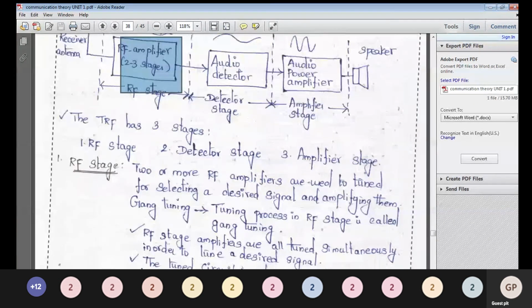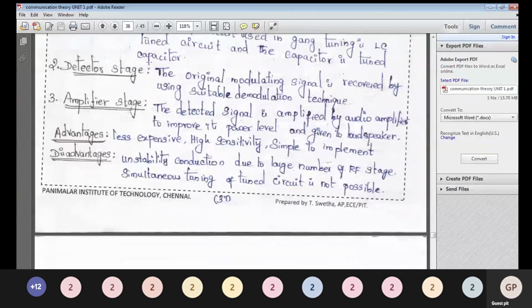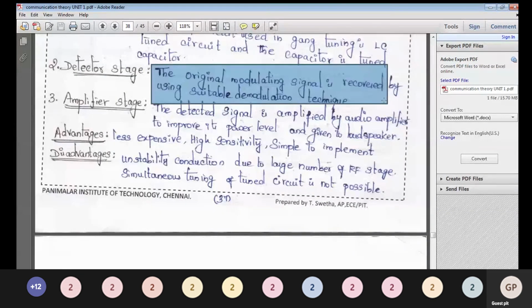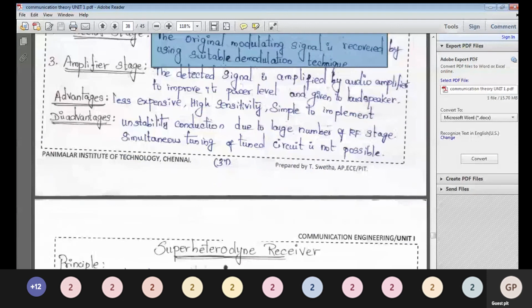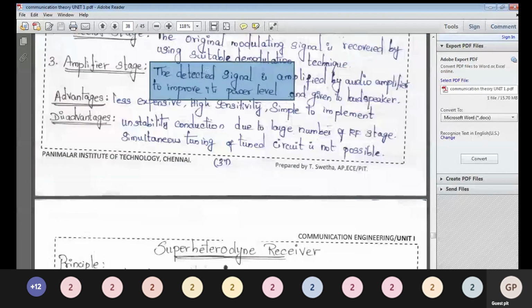Next to the RF stage, we have the detector stage, the audio detector stage. The original modulating signal is recovered from the modulated signal by using a suitable demodulation technique. That is called the detector stage. Then after detection, the message signal is amplified by using an amplifier. So the amplifier stage is there, maybe one, two or three amplifiers.